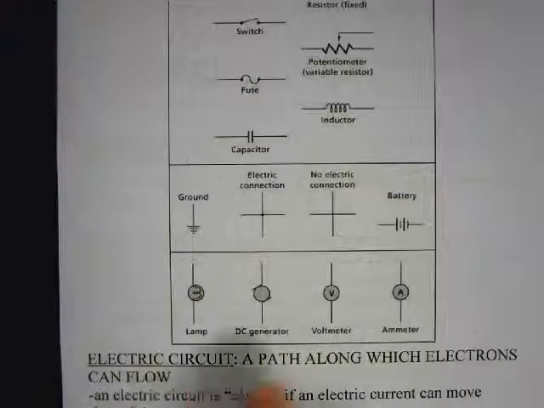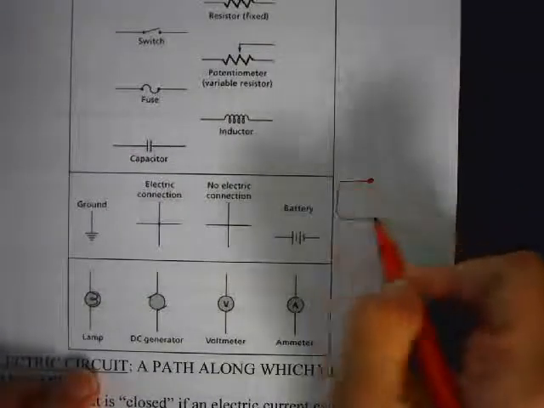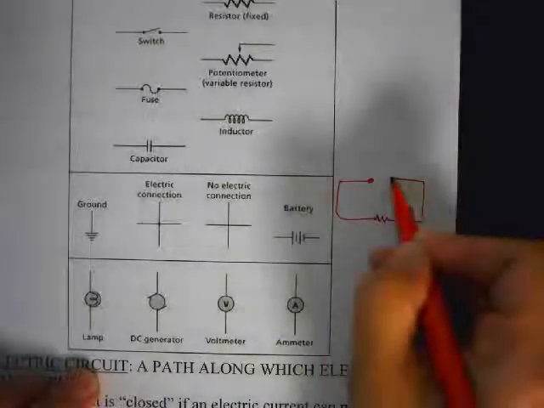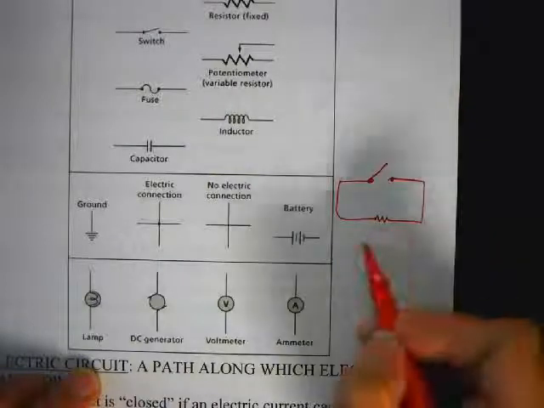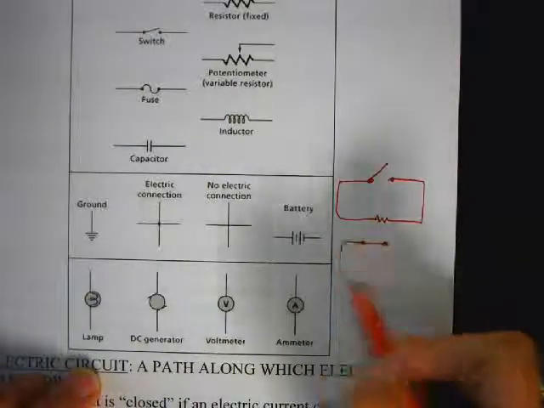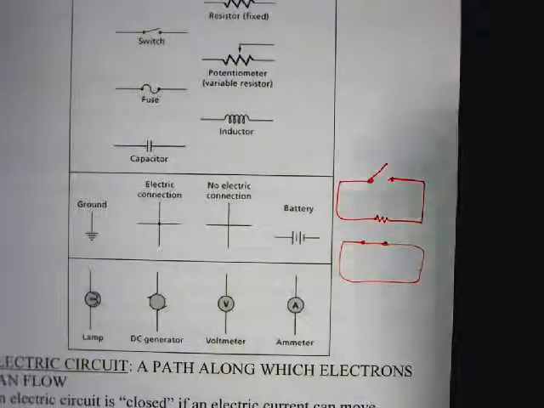So an electric circuit is a path along which electrons can flow. So again, we said with the switch, if the circuit is closed, the current can flow. Because, again, there needs to be a path for it to flow. So if I had an electrical circuit and the switch was open, there's not a closed path for it to flow. If the switch was like this and it was closed, now there's a loop and there's a path for it to go so it can flow. So think about current being the flow of electrons, and there needs to be a path for it to flow.